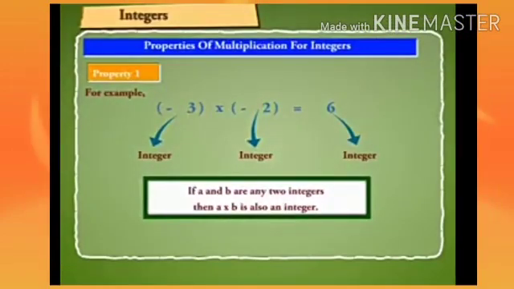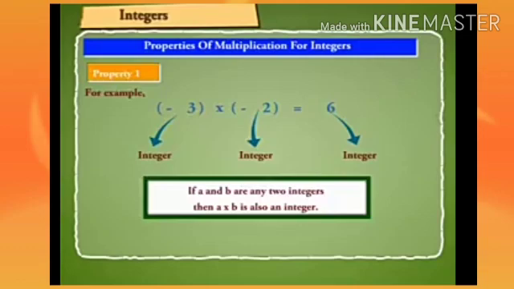First property is closure property. What is meant by closure property? The product of any two integers is again an integer. For example, minus 3 is an integer and minus 2 is another integer. If we multiply these two numbers, we get an integer as 6. How do we get 6 there? Multiply 3 and 2. 3 into 2, 6.